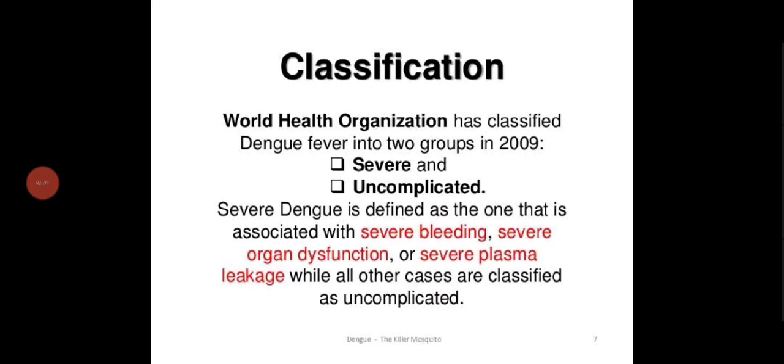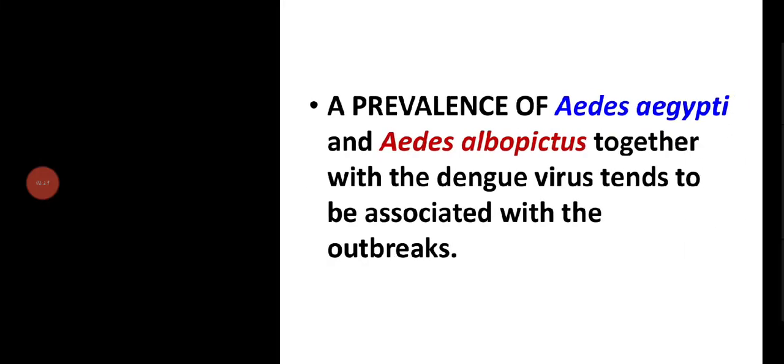Classification: WHO classified dengue fever into two groups, that is severe and uncomplicated. Severe dengue is defined as the one associated with severe bleeding, severe organ dysfunction, or severe plasma leakage, while all other cases are classified as uncomplicated. Okay? This is the very serious case when there is bleeding, organ dysfunction, and plasma leakage. If there are no such symptoms, then it is not complicated.